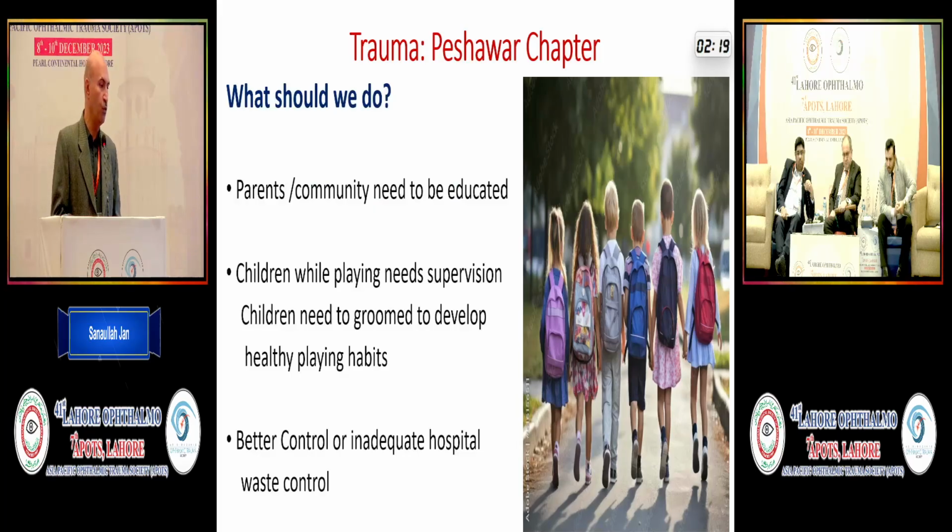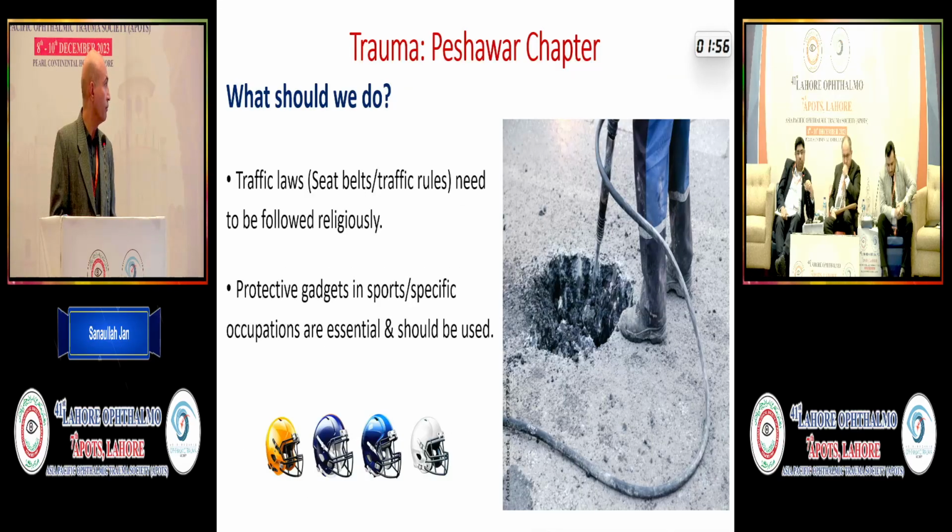Now, what should we do? The parents and community need to be educated. The children, while playing, need to be supervised, and they need to be groomed to develop healthy playing habits. We need to have better control and adequate hospital waste control. The traffic laws need to be followed religiously. Protective gadgets in sports and in different occupations are essential and can prevent eye trauma with serious consequences.